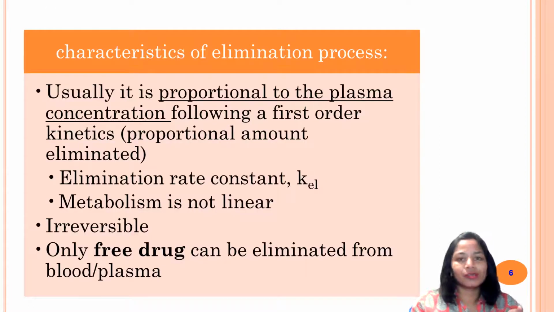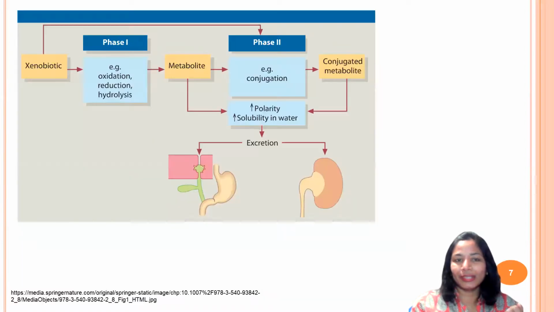What are the characteristics of elimination process? Usually proportional to the plasma concentration. What does it mean? Higher the amount of the drug in the plasma concentration, the elimination would be higher as well. Therefore, the elimination rate constant would be important for us, but we need to remember that metabolism is not linear. It is irreversible and only free drug can be eliminated from the blood or the plasma.